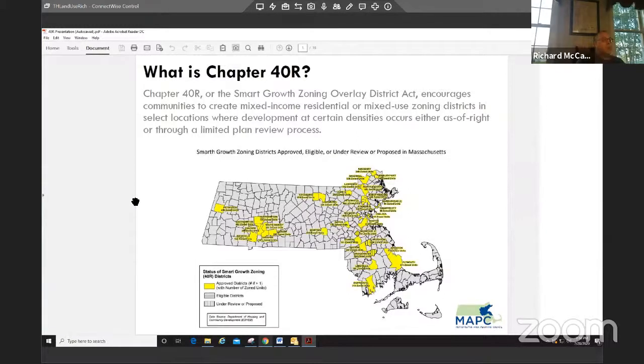So as we did touch on a meeting or two ago, the 40R is a smart growth overlay district that towns can adopt locally through town meeting. And this map here represents some of the activity related to 40R throughout the state of Massachusetts that's been put together by MAPC.